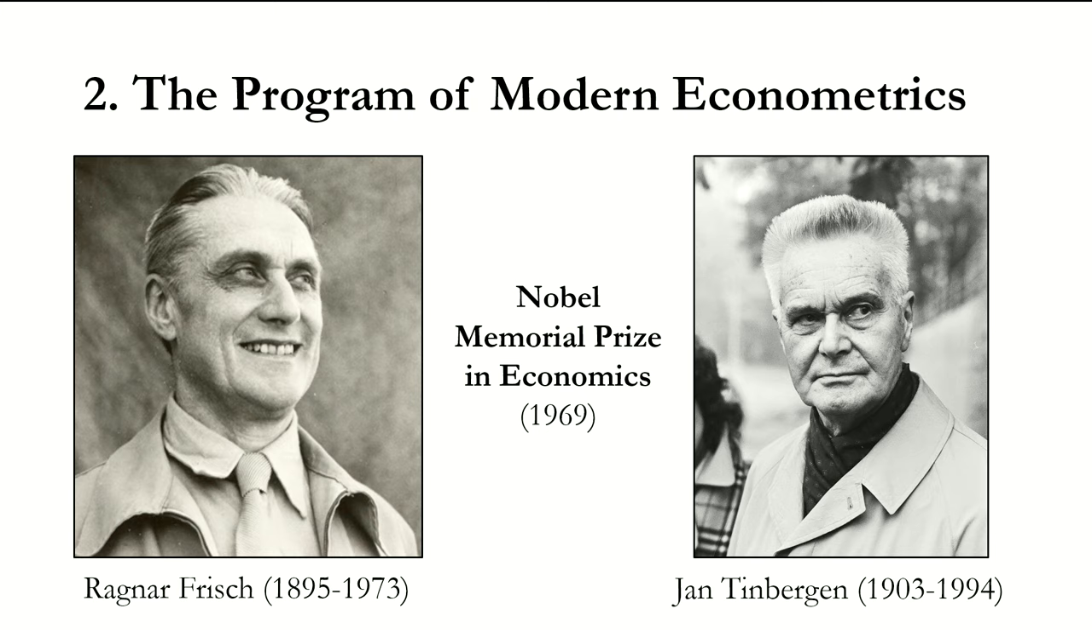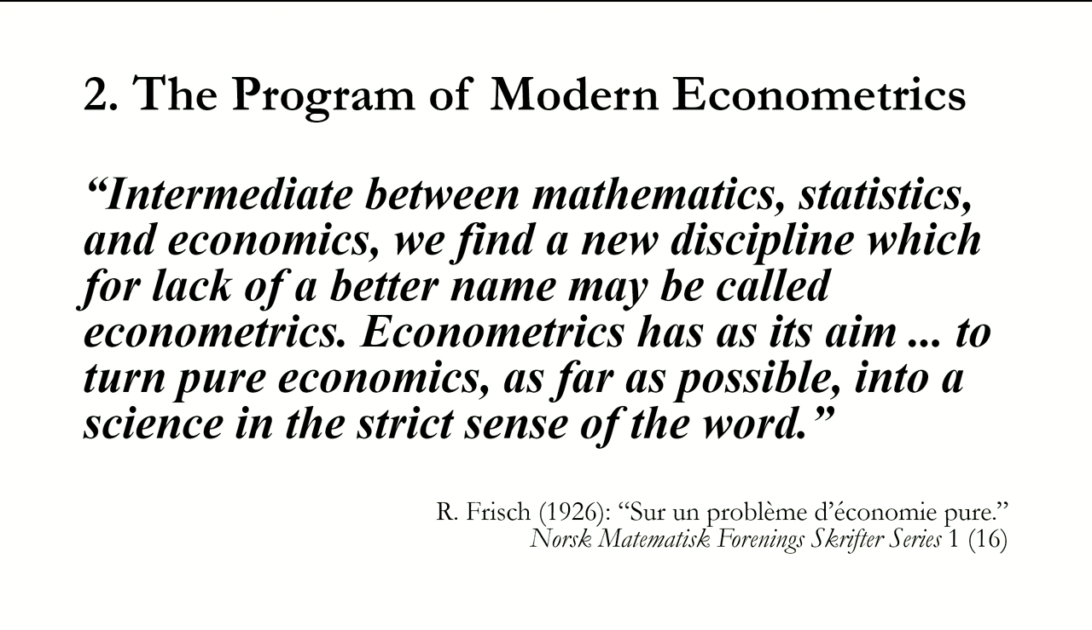According to Olaf Bjerkholt, who is the most important Frisch expert these days, Ragnar Frisch deserves a lasting place in the history of economic thought just because of the opening sentences of this 1926 paper that he originally published in French. This is the English introduction, where he first defines, in the modern sense, what econometrics is all about. And he says that intermediate between mathematics, statistics, and economics, we find a new discipline, which, for lack of a better name, may be called econometrics.